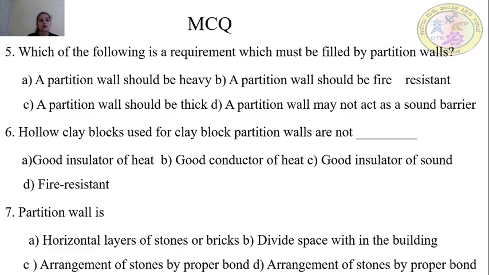Seventh one, partition wall is a horizontal layer of stones or bricks, divides space within the building, arrangement of stones by proper bond. Answer is divide space within the building.